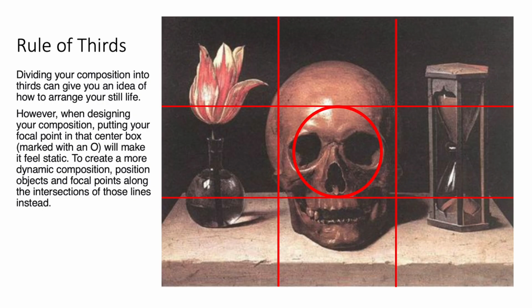One of the most important rules in art is the rule of thirds. Dividing your composition into thirds can give you an idea of how to arrange your still life. However, when designing your composition, putting your focal point in a center box marked with an O will make it feel static. To create a more dynamic composition, position objects and focal points along the intersections of those lines instead.